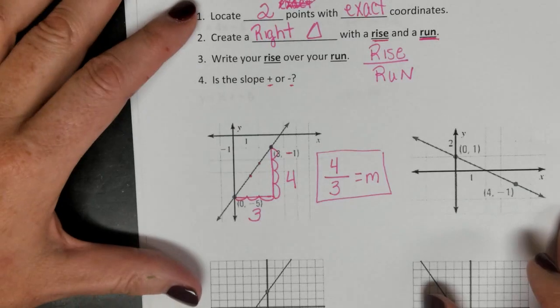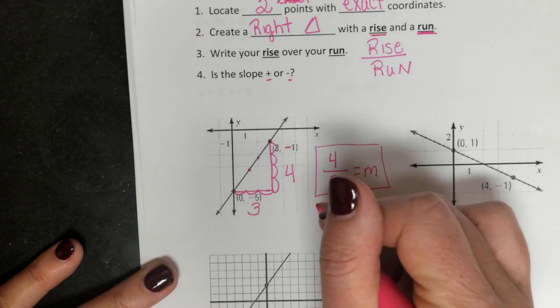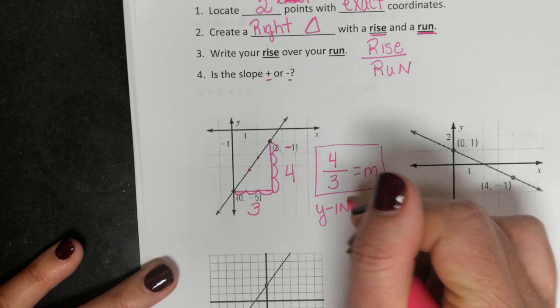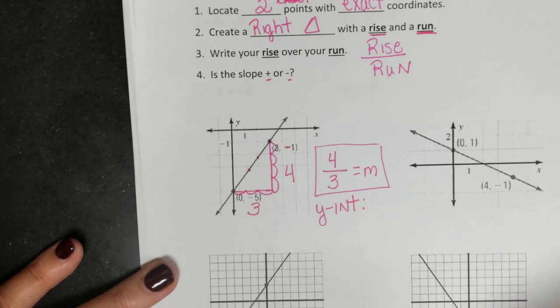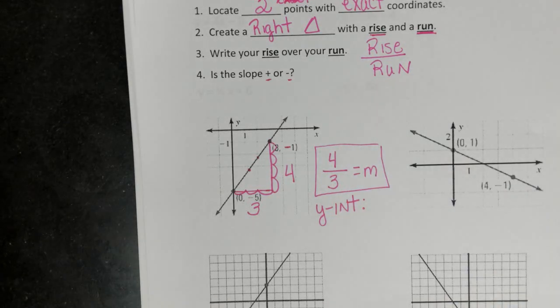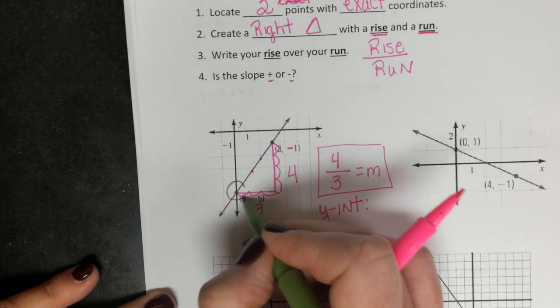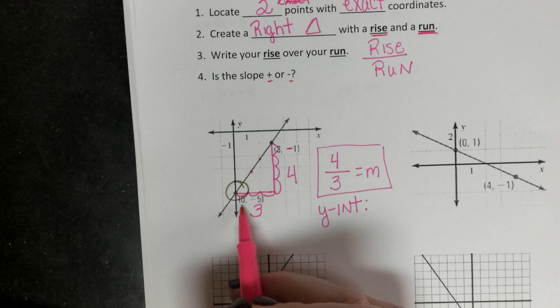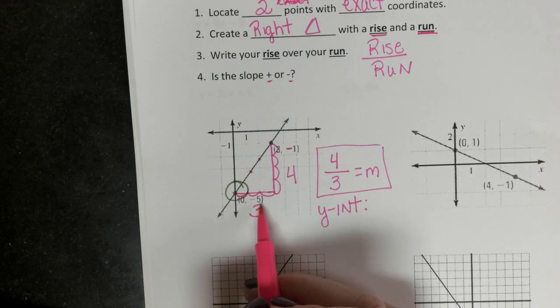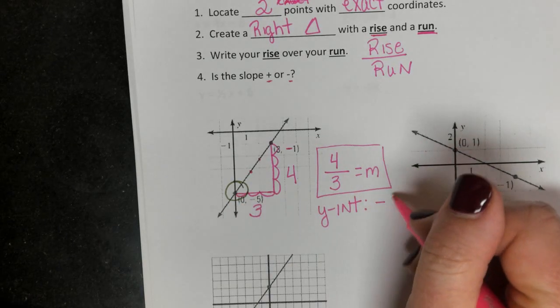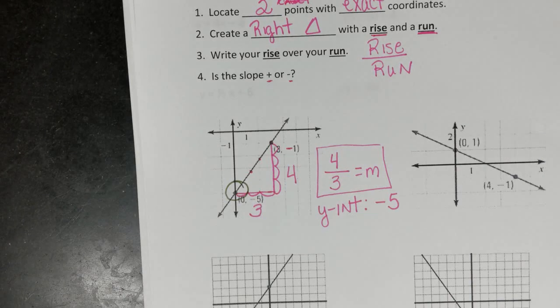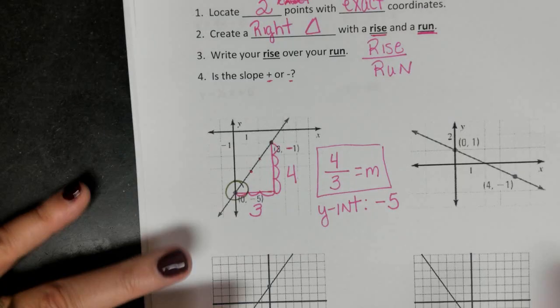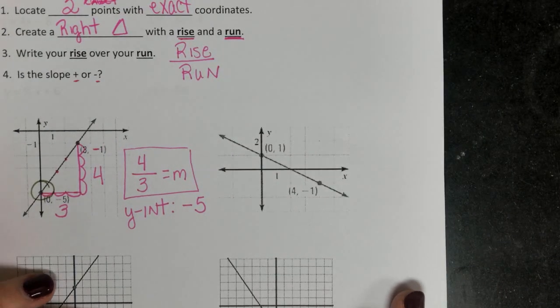Okay. Oh, and then we also need our y-intercept. Okay, so where is the graph crossing the y-axis? It is crossing right here. Notice the x is 0, the y value is -5. So the y-intercept is -5. Okay, let's look at the next one.